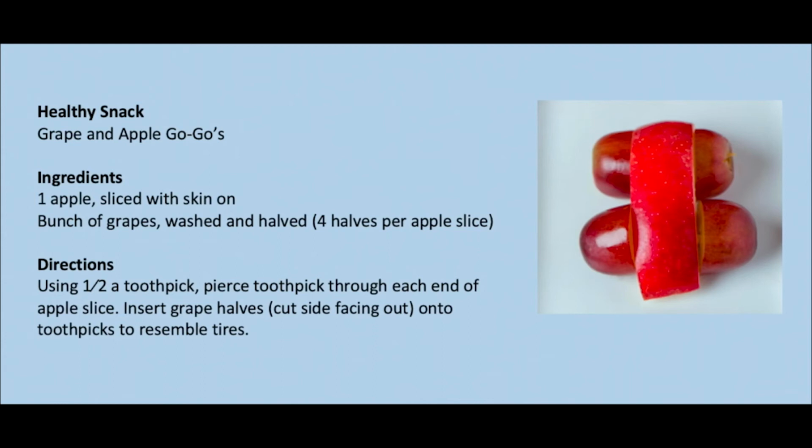Let's talk about some healthy snack ideas that you can make with an adult at home. Here I have a grape and apple go-go. It's called a go-go because it looks like a car. It has grape wheels and an apple body. For this snack, you'll need a bunch of grapes and as many apples as you would like. You'll need a knife and toothpicks to complete this. Slice your apples and cut your grapes in half. Use the toothpick to attach the grape wheels to the apple body. And ta-da! Grape and apple go-go's.